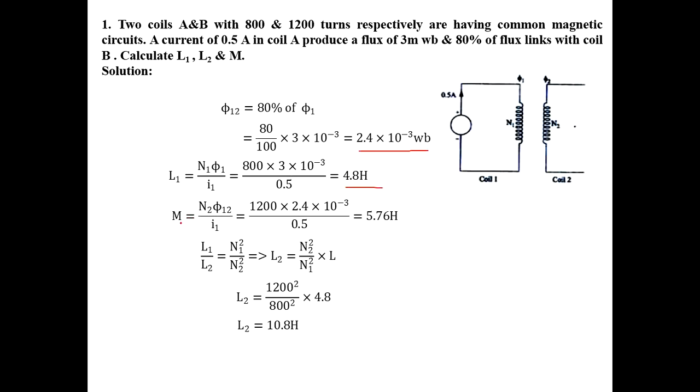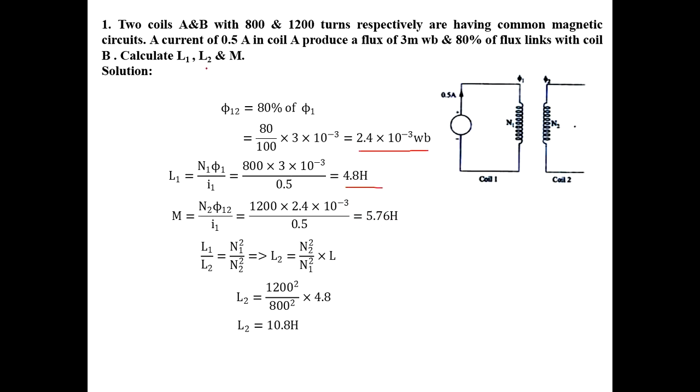Mutual inductance M is equal to N2 φ12 divided by I1. It is equal to N2 value 1200, φ12 value we found 2.4 milliweber, 2.4 × 10 to the power minus 3, divided by I1 value 0.5, which is equal to 5.76 Henry.